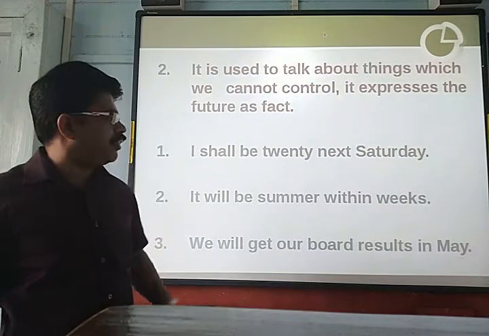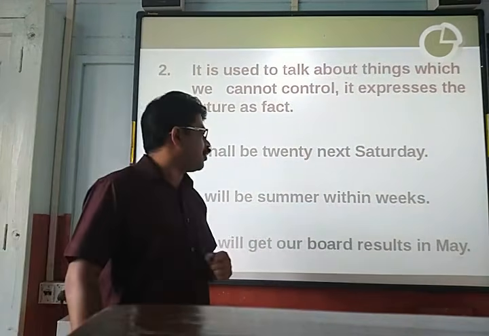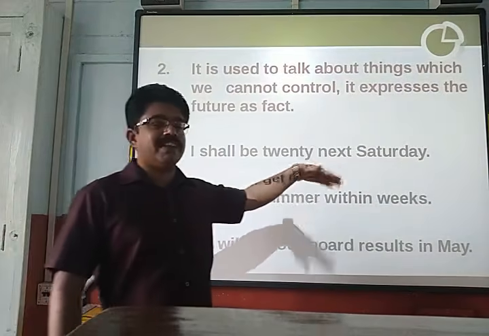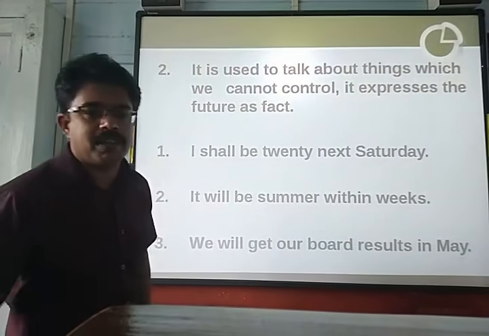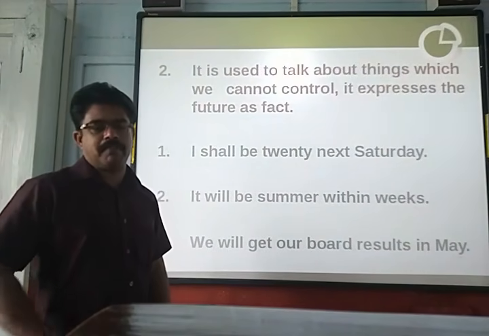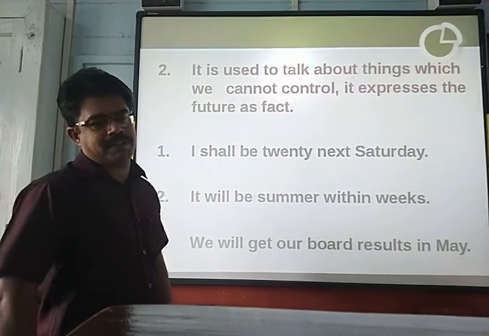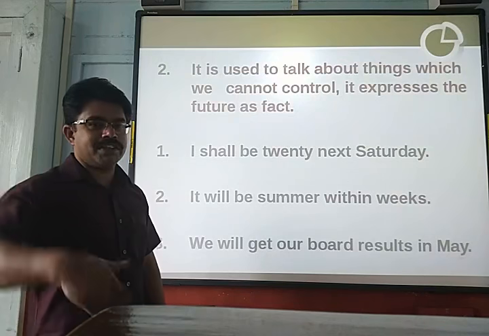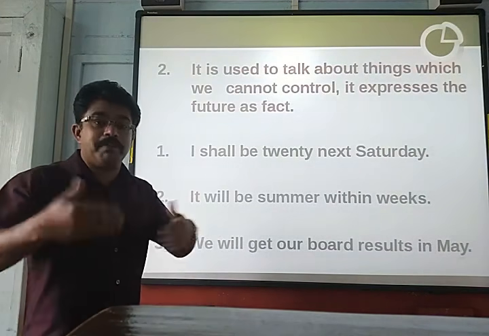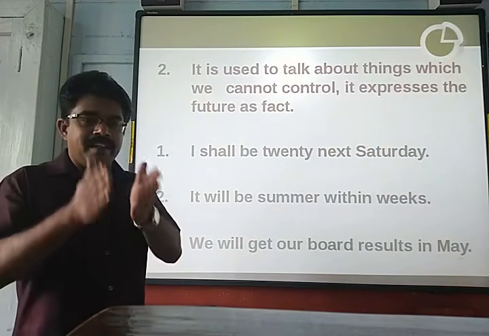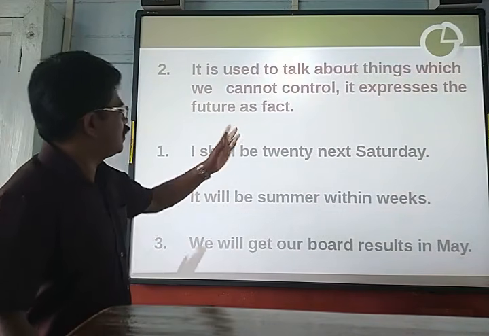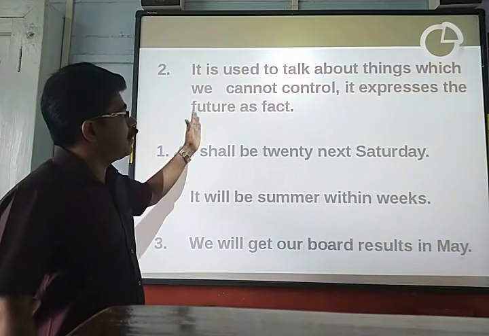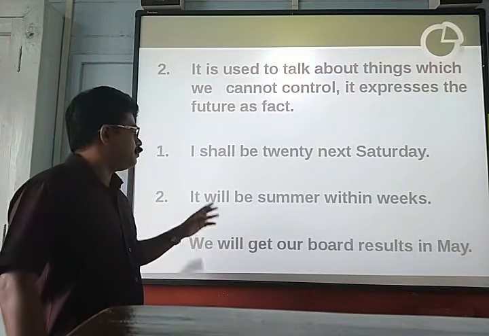Many are worried about age. We cannot control that. I shall be 20 next Saturday. Next Saturday is going to be my birthday. We cannot stop it. My age is in progress. I am a 20-year-old boy. Next year I will be 21. So that cannot be controlled. That is in future. That goes like that. So that's something that is not in our control.